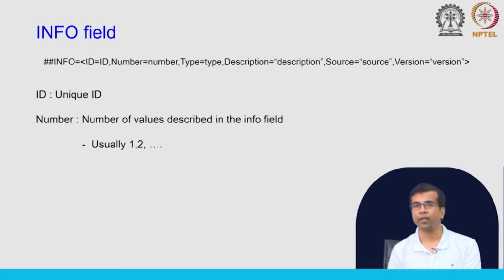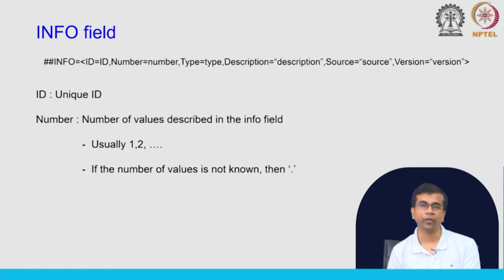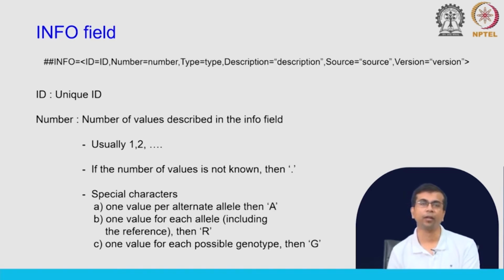Usually this number is 1, 2 and so on. 1 means we expect one value for each variant, 2 means two values for each variant, but in some cases the number of values may not be known, so we have the dot sign. In addition, sometimes instead of numbers or dot we can have special characters. These special situations are here. In some cases we might have one value per alternate allele, and then we use the letter A for this number. You will see Number equals capital A, which means we will see one value per alternate allele.